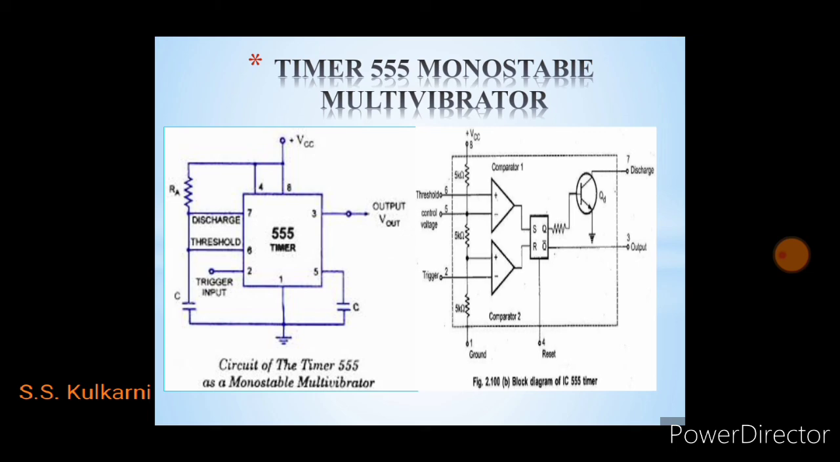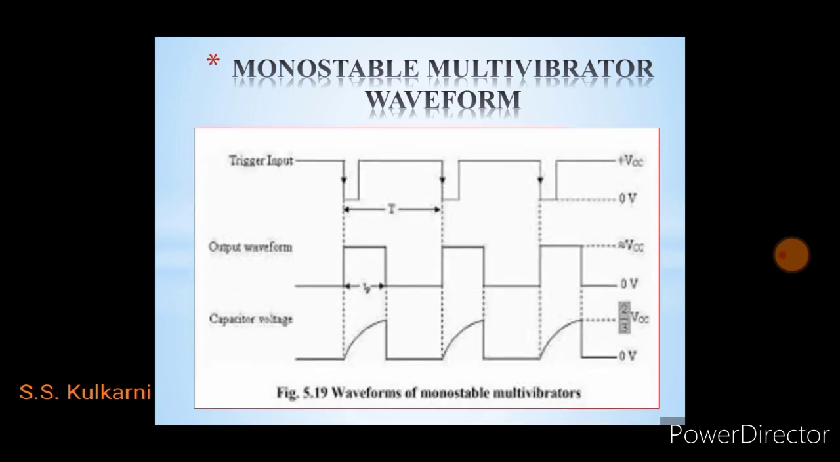Here figure shows a monostable multivibrator which requires external trigger input, which is applied here. So in astable multivibrator we don't require any trigger input, but in monostable multivibrator we require a trigger input which is applied here. Now let us start the explanation with the help of the monostable multivibrator waveform. Here this figure shows a waveform for monostable multivibrator. This is the trigger input. This is the output waveform of 555 timer, and this is the charging and discharging waveform of capacitor.